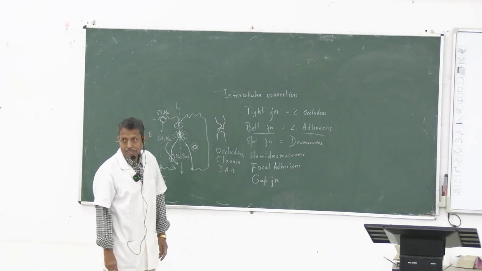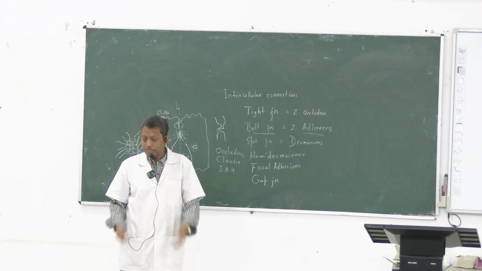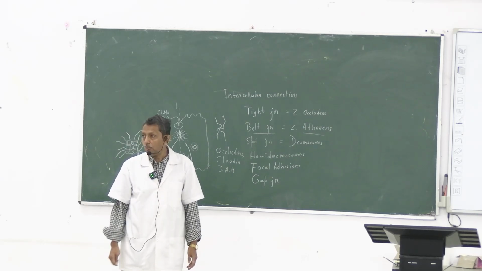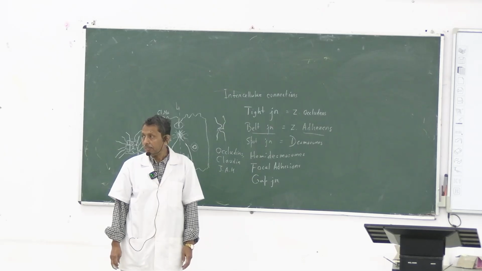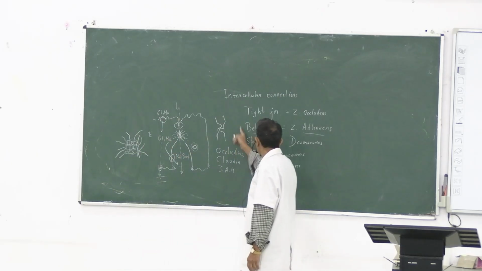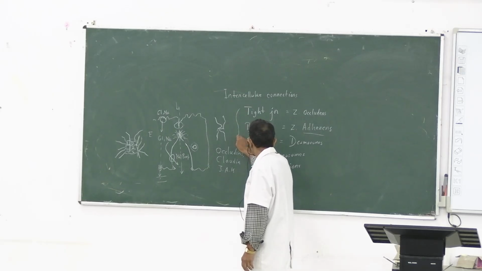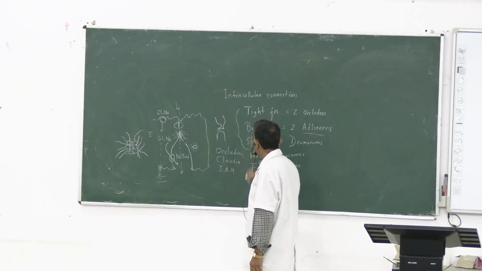Intermediate filaments. They are different in structure. And they provide strong support. They do not allow the cells to separate. So they provide the mechanical junctions, mainly within the cells.